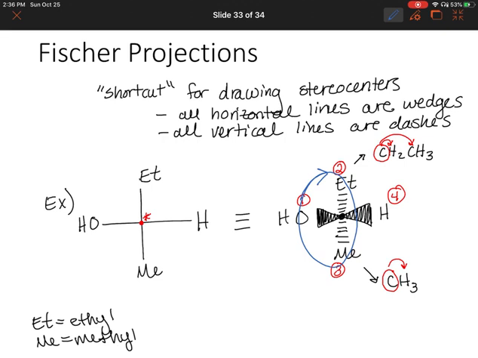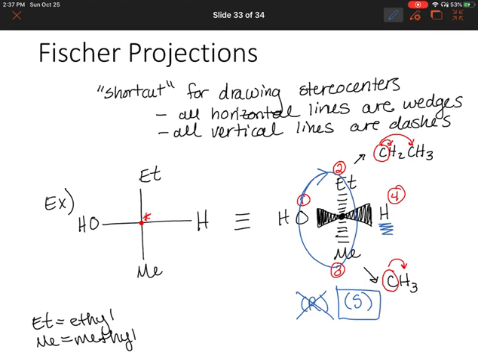So that is going in a clockwise direction. So normally we would assign this as an R configuration, but our lowest priority atom is pointing out towards us. So we actually have to flip our configuration assignment. So it's actually an S configuration. All right.